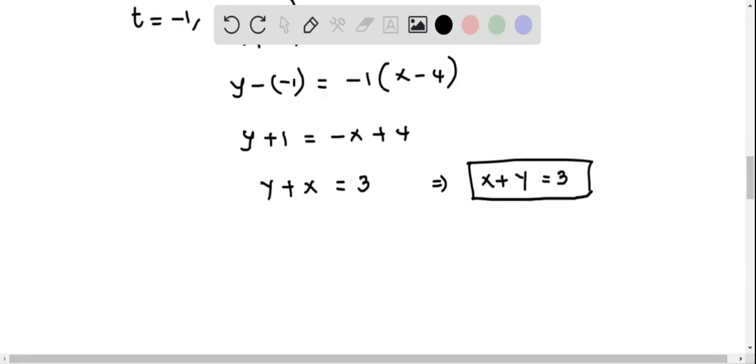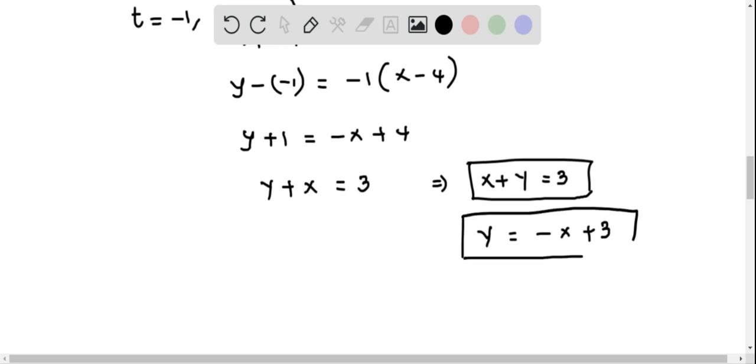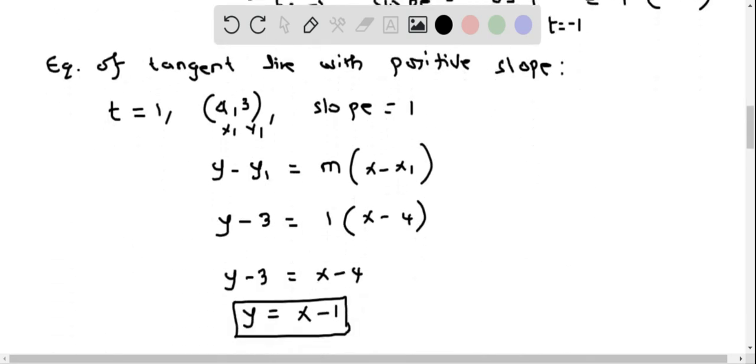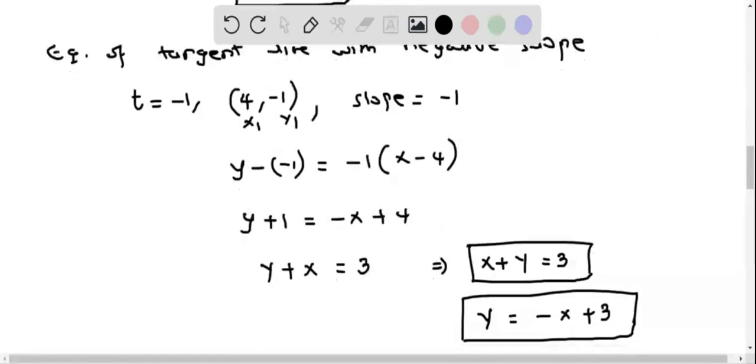Otherwise we write this equation in slope intercept form, that is y equals negative x plus 3. Thus we have determined the equation of the tangent line with positive slope, which is y equals x minus 1, and the equation of the tangent line with a negative slope, which is y equals negative x plus 3.